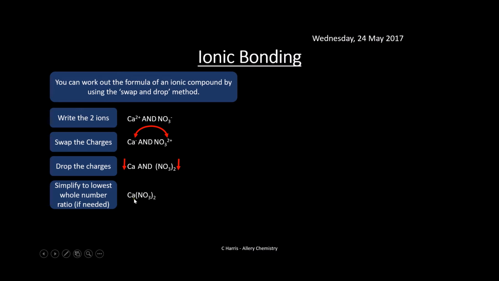And this is calcium nitrate, Ca(NO3)2. The brackets mean that we need 2 lots of NO3. Okay, so we need everything inside that bracket to be multiplied by 2.